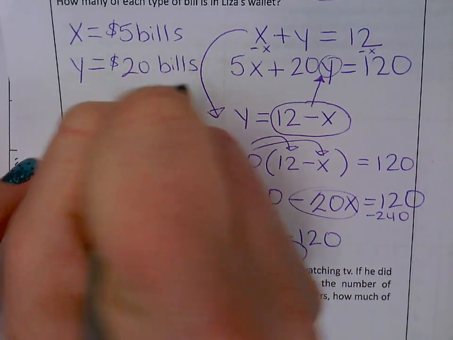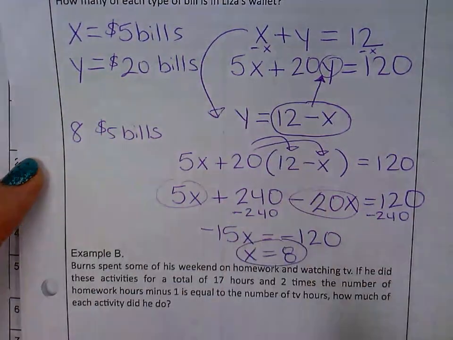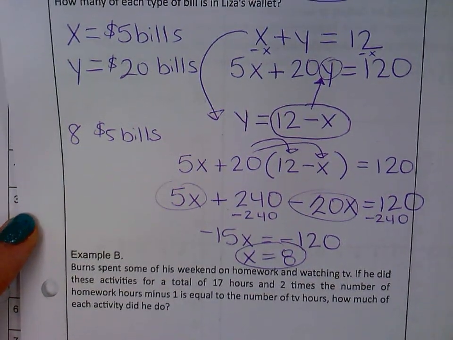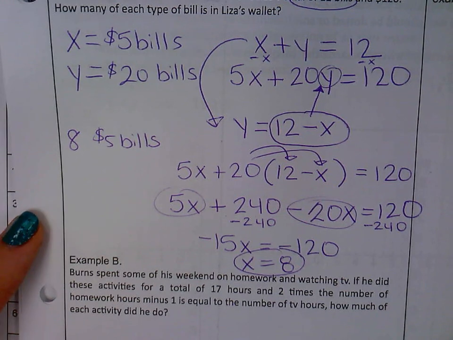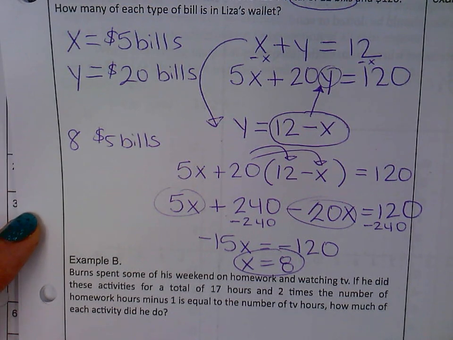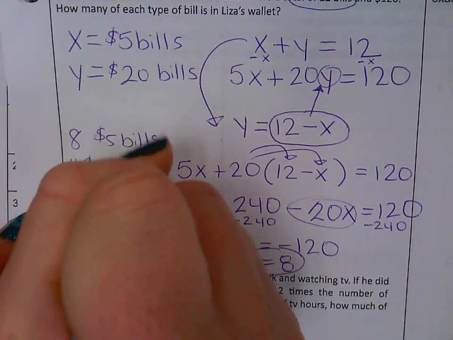I bet you can tell in your head what you have for $20 bills. Don't really have to do a whole lot of algebra. How many total bills do I have? I have 12 total bills. If 8 of them are 5s, then 4 of them must be 20s.